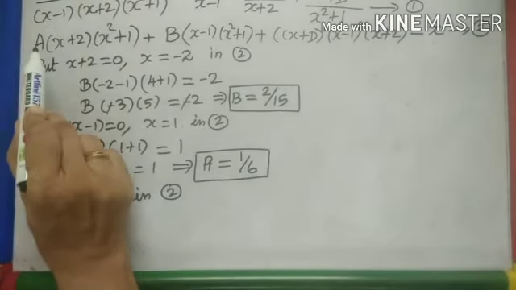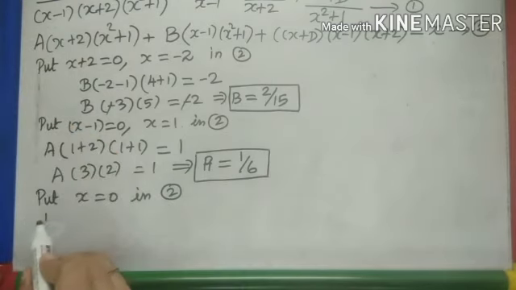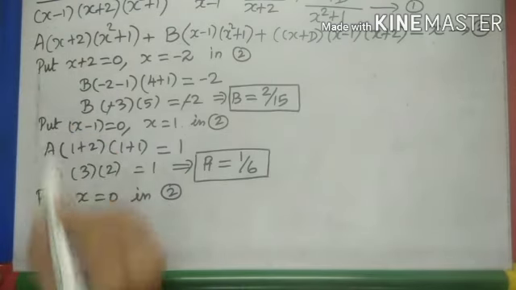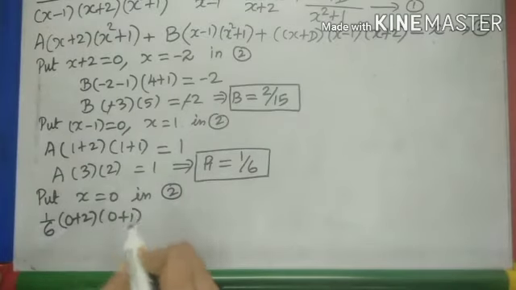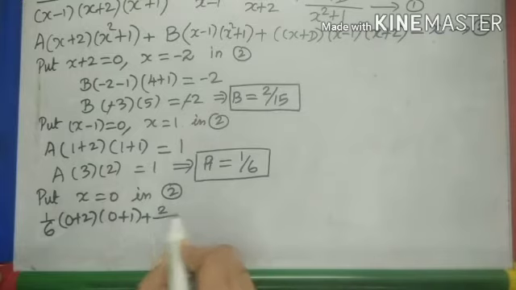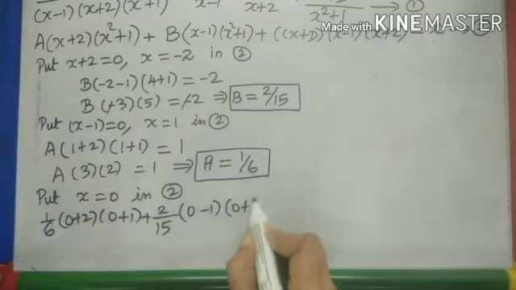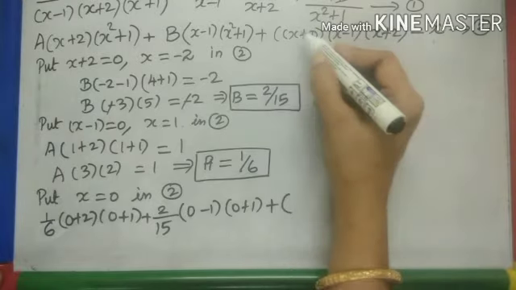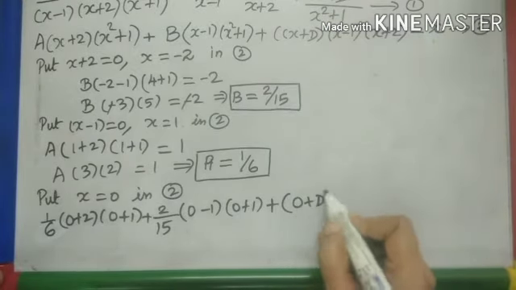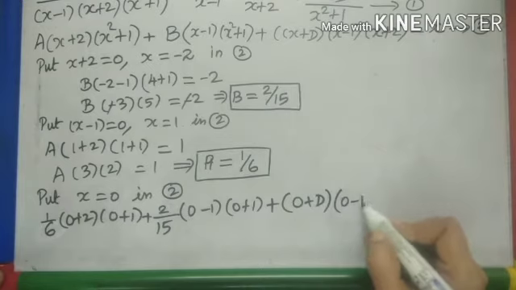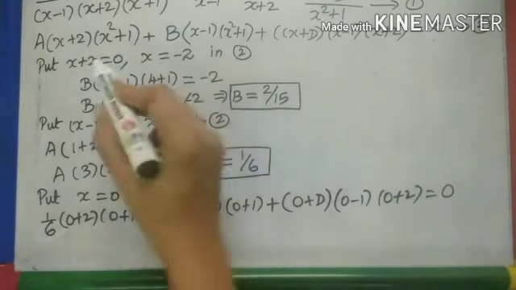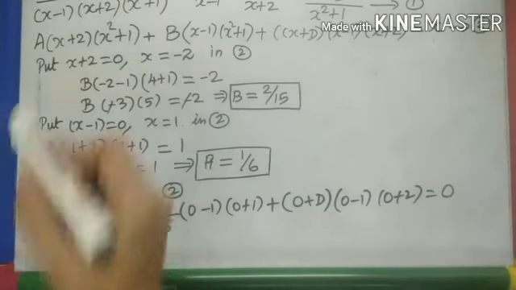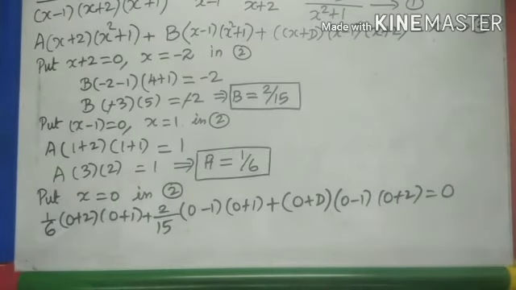So this is the second equation. A value, I know it is 1 by 6, (0 plus 2)(0 plus 1). B value 2 by 15, (0 minus 1)(0 plus 1). C into 0, 0 plus D, (0 minus 1)(0 plus 2) equal to 0. So, in the second equation, wherever x is coming, I have put 0.